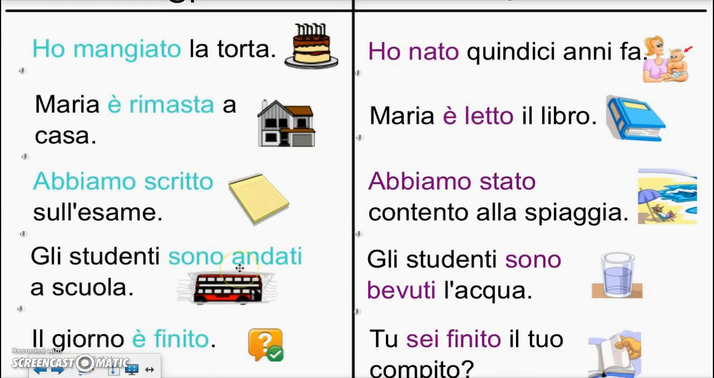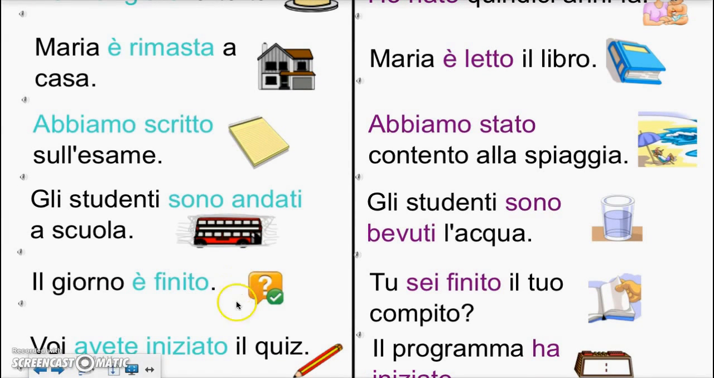Okay, so now the last two examples would come up, and I'm sorry, I have to scroll down the way my computer works. Il giorno è finito, the day is finished. Voi avete iniziato il quiz, you all have began your quiz. You would not say tu sei finito il tuo compito, so this is a little bit trickier because finito is used in both sentences. Here you use essere, here you are not supposed to use essere.